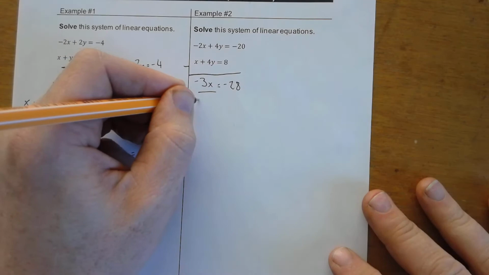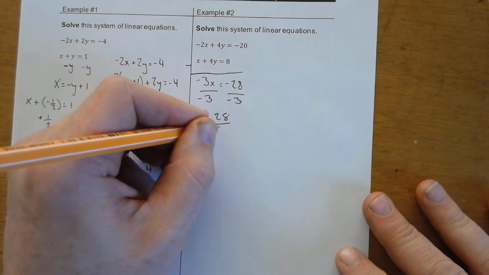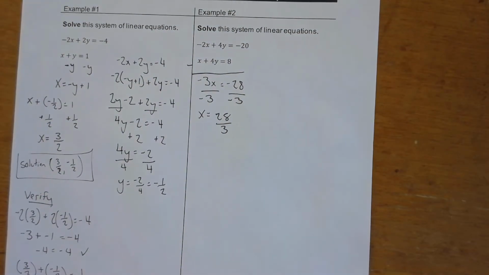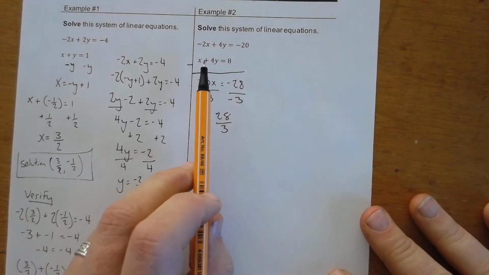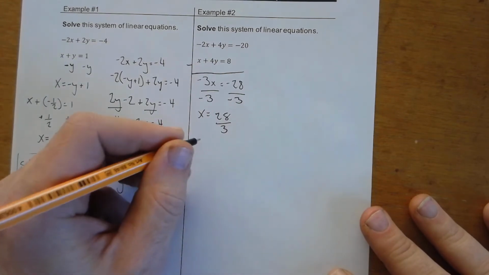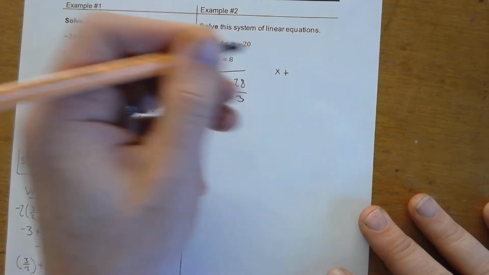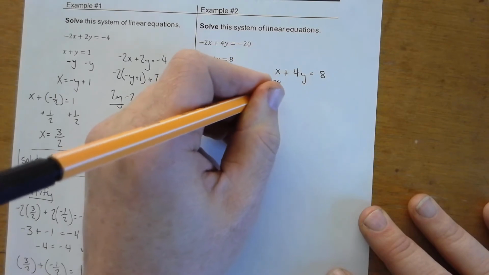And then I'm going to divide by negative 3 to get the x by itself, and I get x equals 28 thirds. So that's not a nice fraction that I'm going to have to deal with now. 28 thirds is a bit of a different fraction. I don't want it as a decimal because of the repeating decimal, so I'm going to keep it as a fraction. I'm going to plug it into the second equation because the coefficient of x is 1.